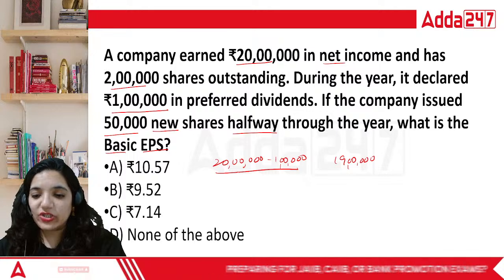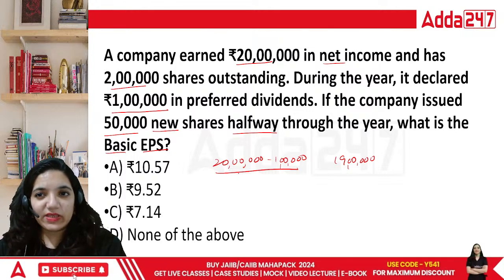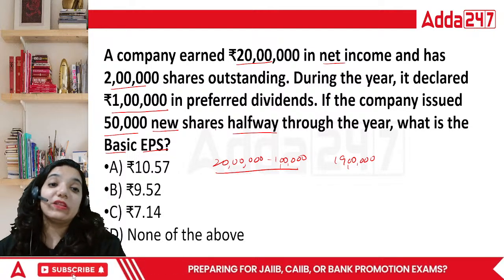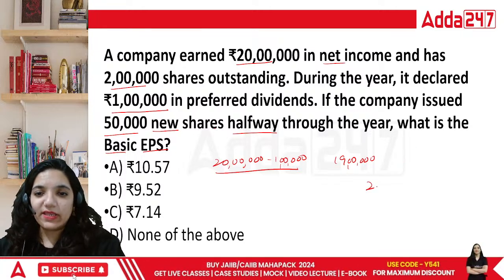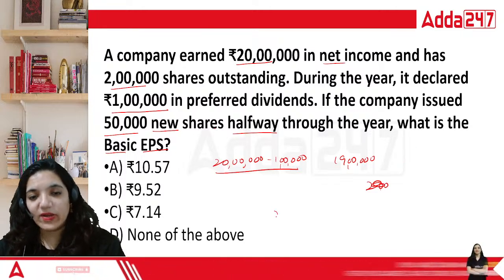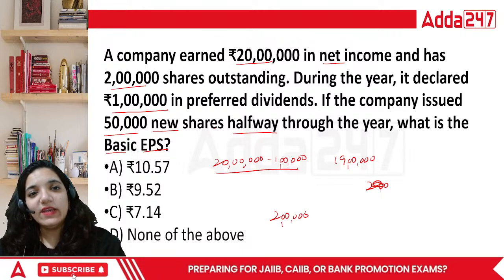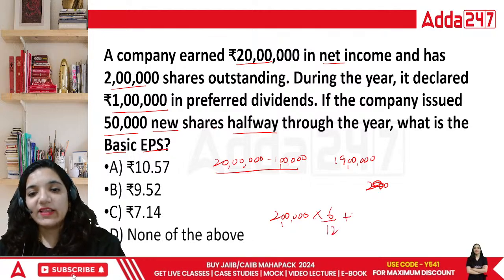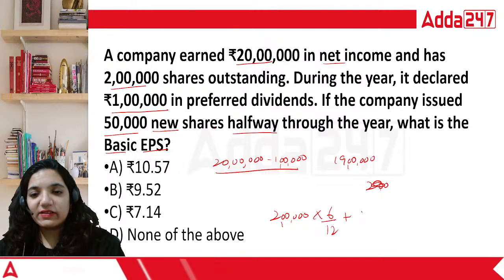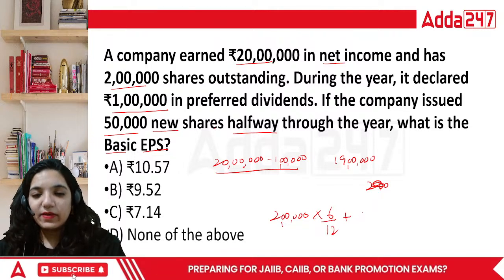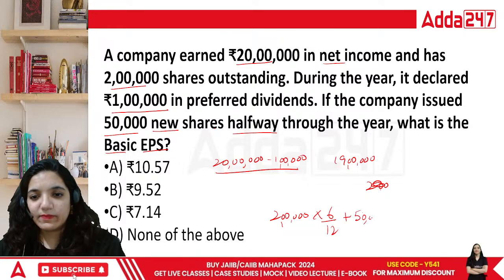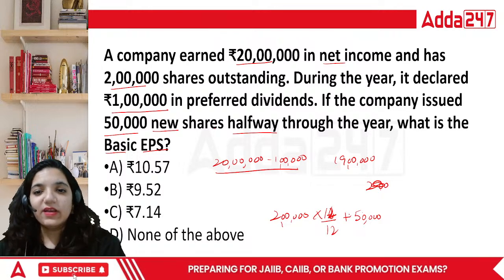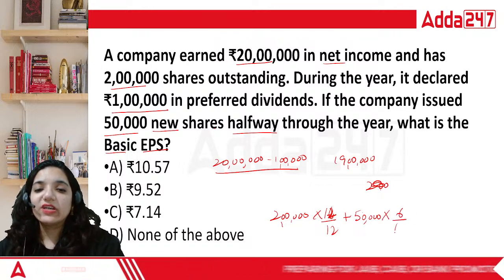Then comes how many shares are there, everyone? If the company issued 50,000 new shares, the company already had 2 lakh shares. I'm writing it here, everyone. The company had 2 lakh shares already, but for how much time? Halfway through the year. Then the average to be taken in this case would be: this 2 lakh was for the entire 12 months, while this 50,000 was introduced 6 months later.